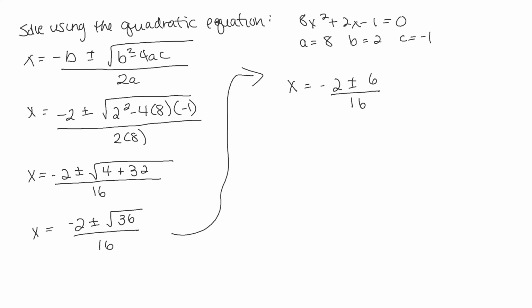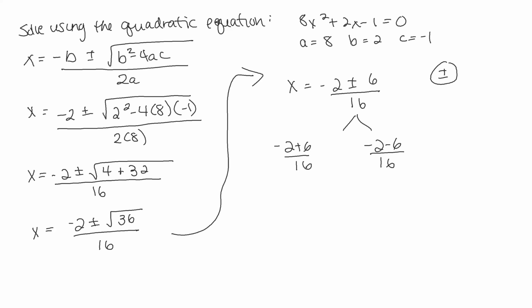Now, what in the world is this plus or minus? It literally means plus this and then subtract this. So you literally add the two numbers on the top and divide by 16, and then separately you subtract the two numbers on the top and then divide by 16. So I get negative 2 plus 6 over 16, negative 2 minus 6 over 16.